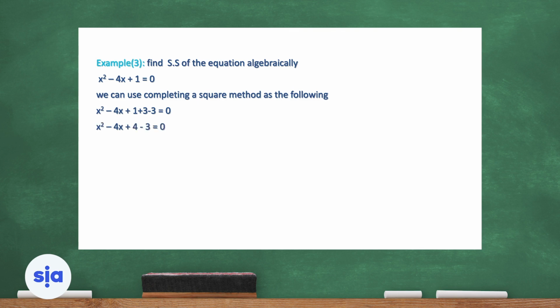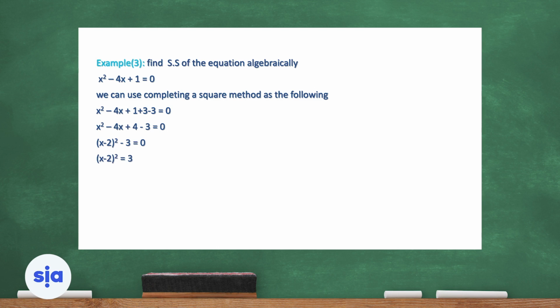So it will be x squared minus 4x plus 4 minus 3 equals 0. If I put it in completing the square format, it will be a bracket x minus 2 all squared minus 3 equals 0. Then we're going to move the 3 to the other side. So x minus 2 all squared equals 3.